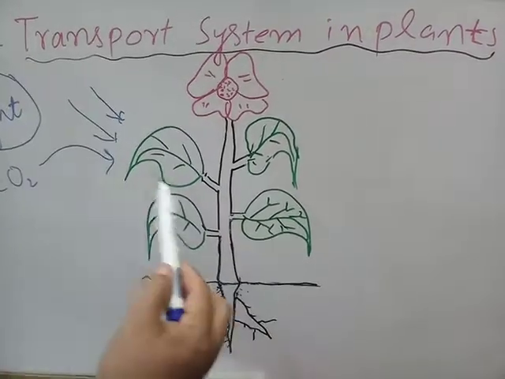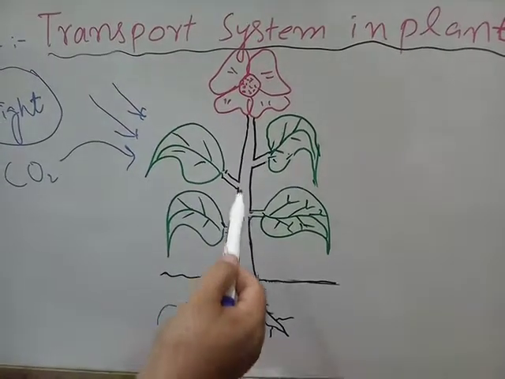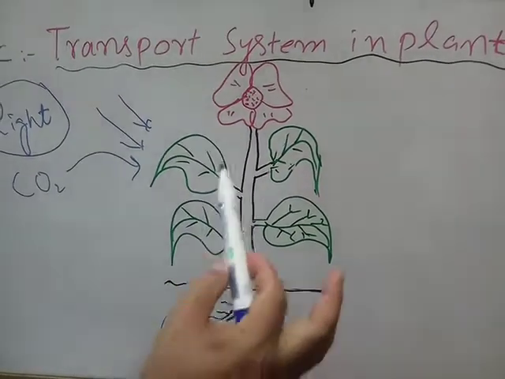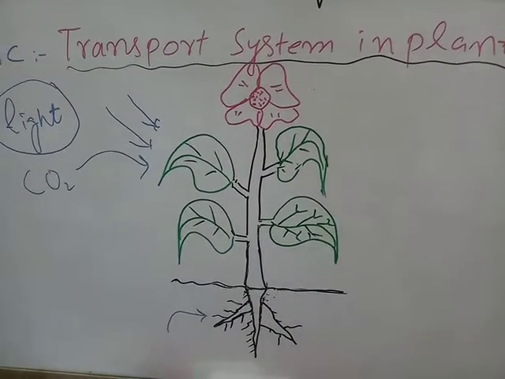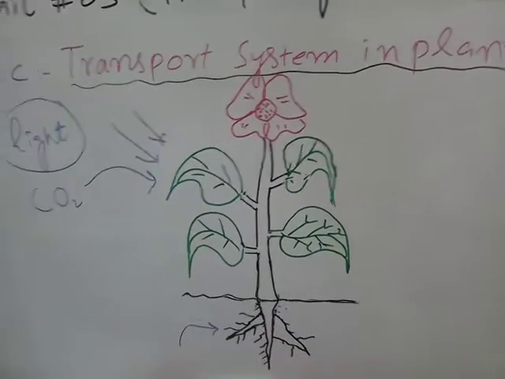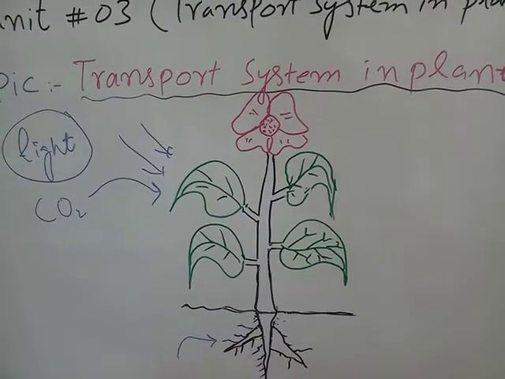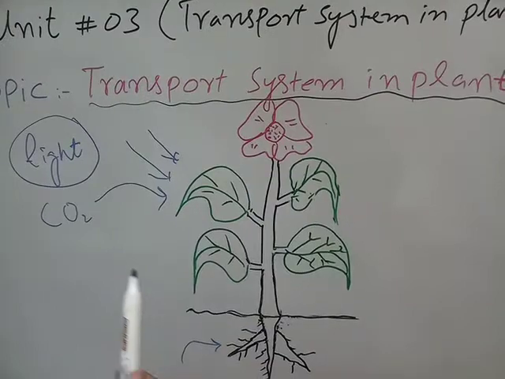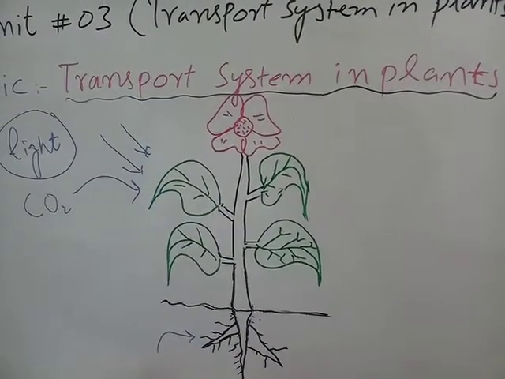This prepared food goes to the fruits, roots, stem, and at the apex, which is the peak point of a plant where growth takes place. So all food is utilized there. So this is something about how transport takes place in plants.